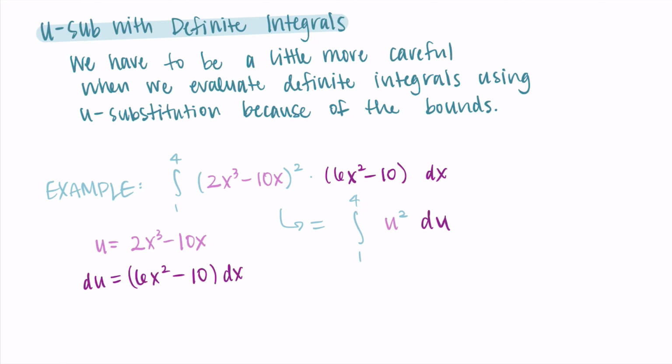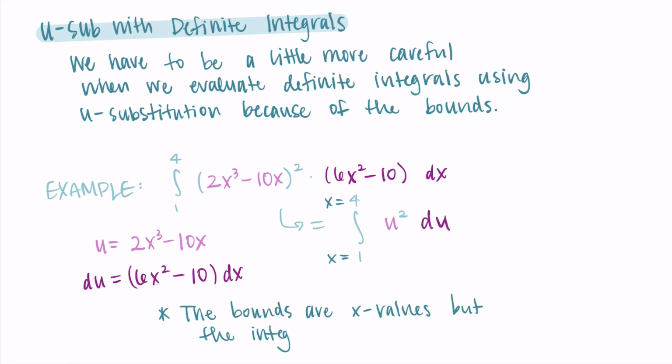Now, the thing to note here is that the bounds are x values on this integral still. When we started the integral, we were integrating with respect to x, and so that means the bounds are going from x equals 1 to x equals 4. So the bounds are x values, but the integration variable is now u. We'd really like to be careful to recognize that the variable we're integrating with doesn't match those bounds.